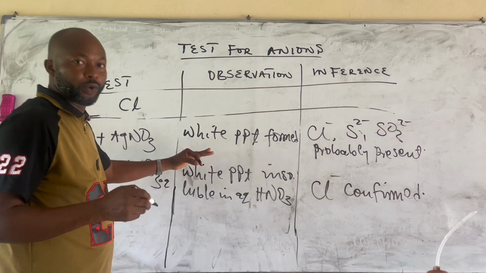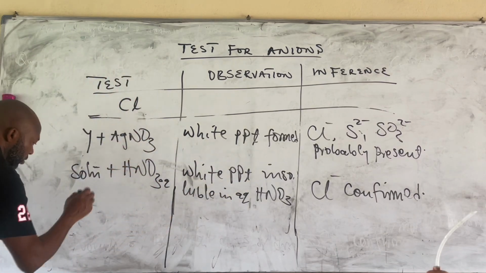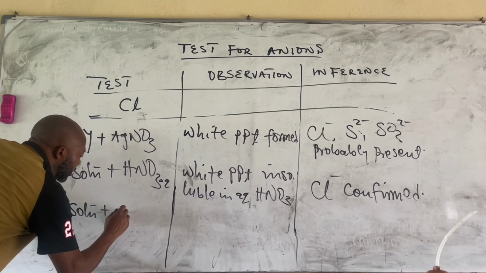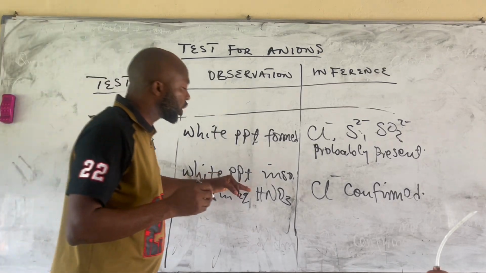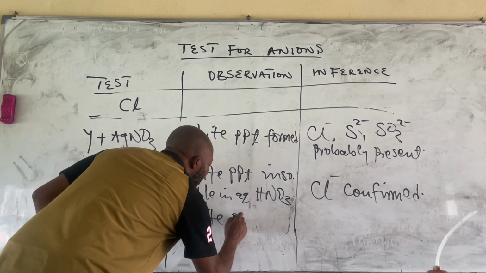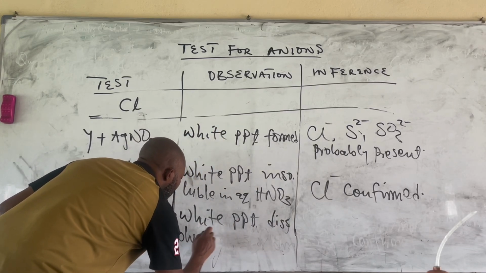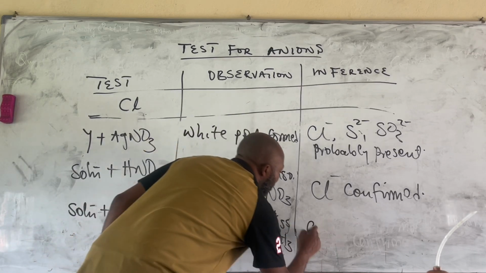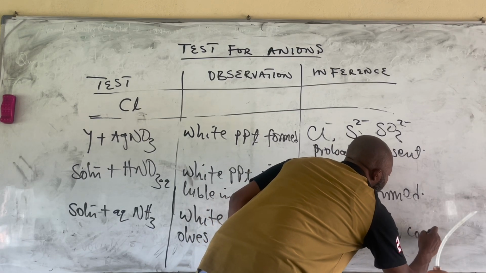Now, it is still insoluble. Then I'll proceed further to this solution, the white precipitate or solution above, plus aqueous ammonia, NH3. When ammonia is now added to this solution, which is still insoluble, the white precipitate dissolves in excess ammonia. We say chlorine negative is further confirmed.